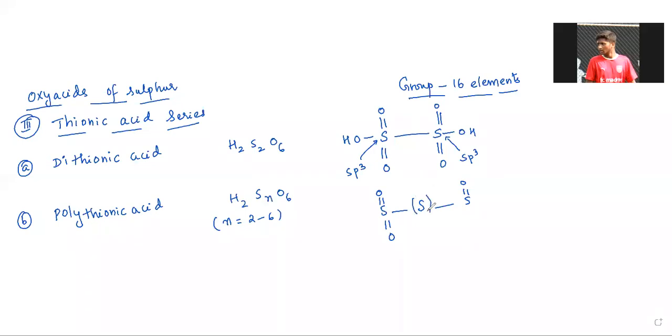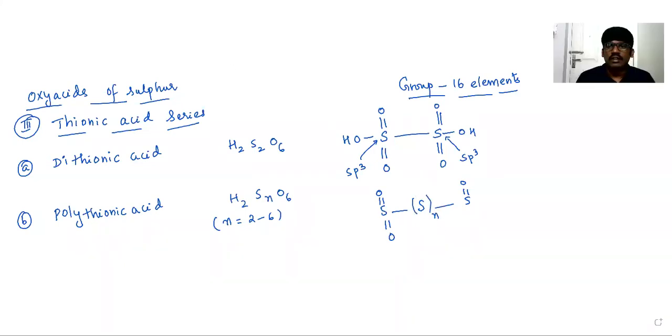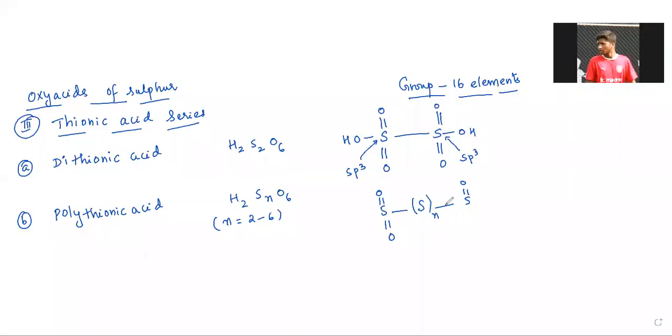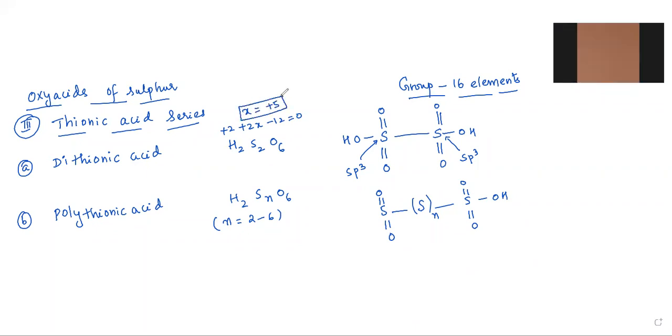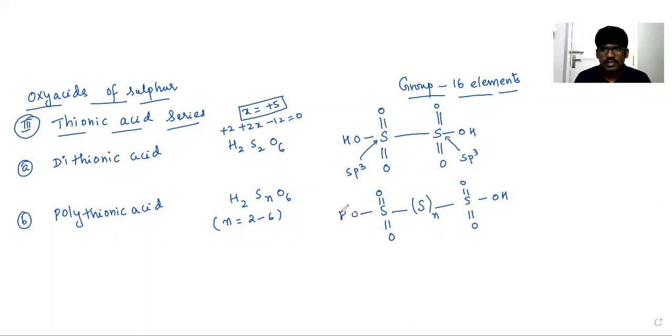Sir, what about the oxidation state? Yes, sir. Sir, then for dithionic acid, will it be +5? Yeah, just so, it is +2. It is 2x minus 12 equal to 0, so x is equal to +2. The oxidation state can be taken as +5, and it will be OH.